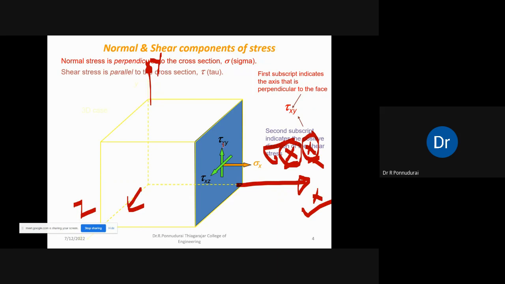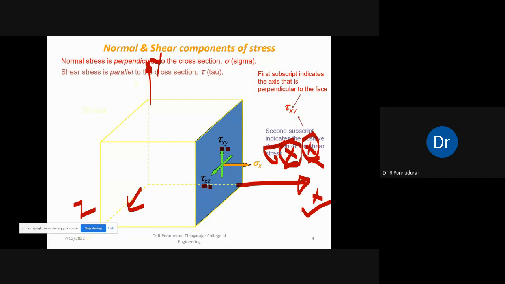So this plane also has shear stresses. That is tau xy and tau xz. Okay, tau xy. The first x indicates where the plane is. The plane is in the x-axis. The second subscript, y, indicates the direction. Here it's the y direction. That is your tau xy. Same way here, tau xz. The first subscript indicates the plane, which is in the x-axis, and z indicates the direction of the shear stress. Is it okay now? The first subscript indicates only the axis at which the plane exists. The second subscript indicates the direction of the force. Yes?